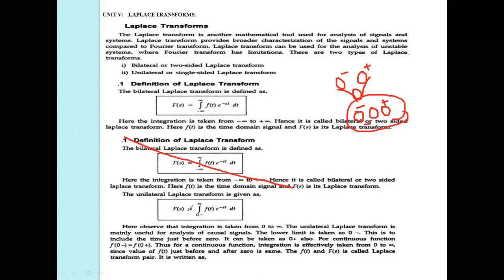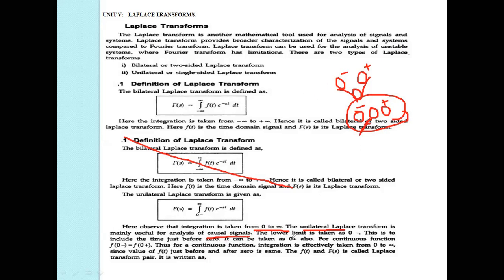F of s is equal to the one-sided integral from 0 minus to infinity of f of t e power minus s t dt. Here observe that the integration is taken from 0 to infinity. The unilateral Laplace transform is mainly used for analysis of causal signals. The lower limit is taken as 0 minus, to include the time just before the 0.